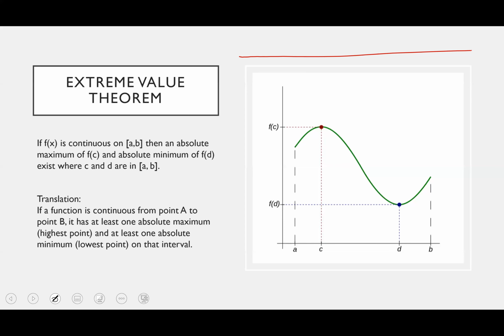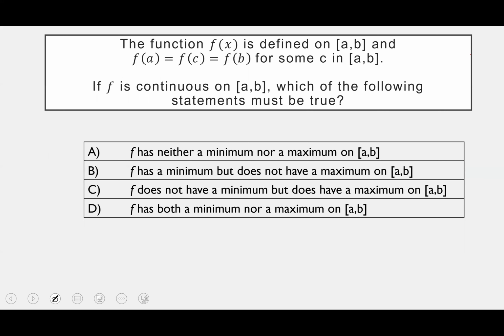This also works for any interval, so any section of a function from point A to point B. As long as we are continuous for all of our points, there will be at least one maximum and at least one minimum. Okay, so here's an example. Our function is defined for some interval a to b, and my y value at a is the same as my y value at c, is the same as my y value at b.